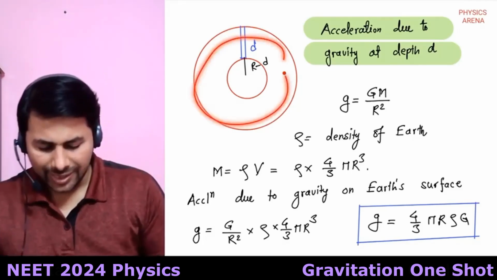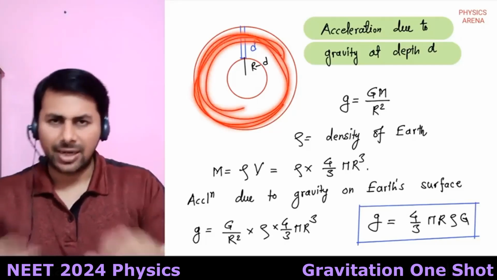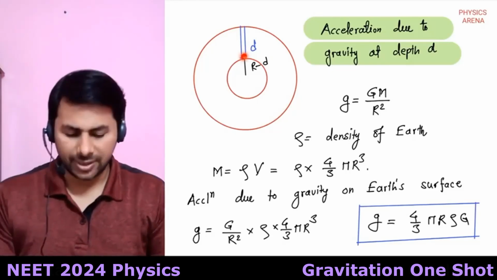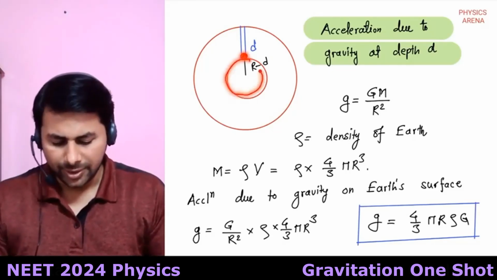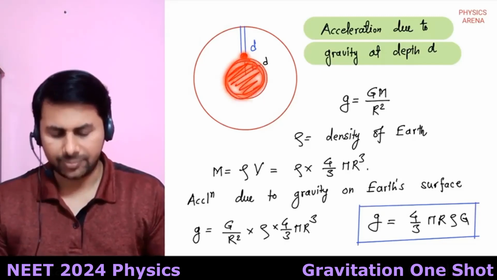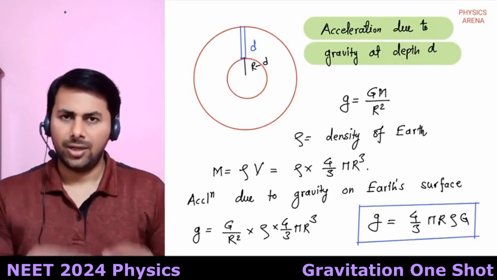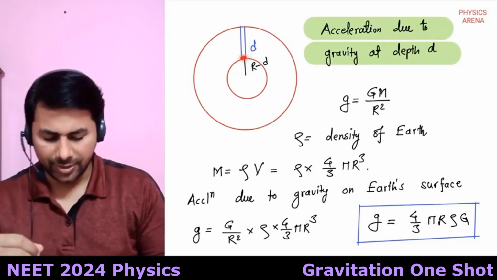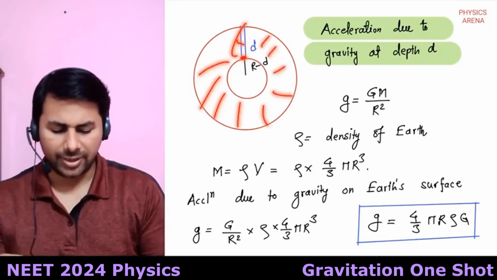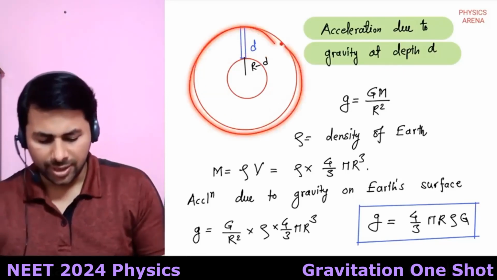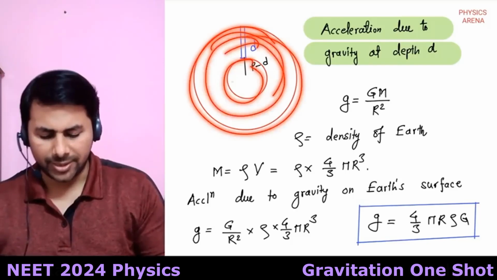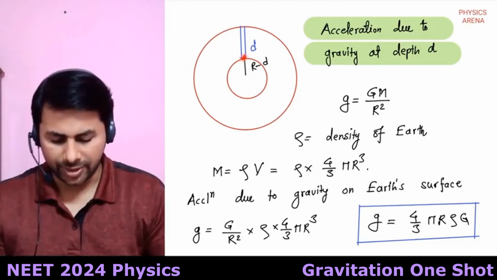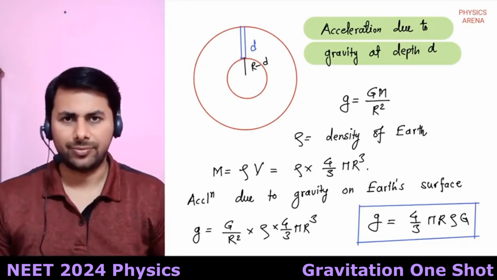Zero. So we neglect all mass that is outside. If some mass is here, we'll only consider gravitational force on it due to this much sphere. All masses which are outside of this point are irrelevant, because you can consider this thing to be made up of n number of shells, and the gravitational force due to all of those shells on this mass will be equal to 0.